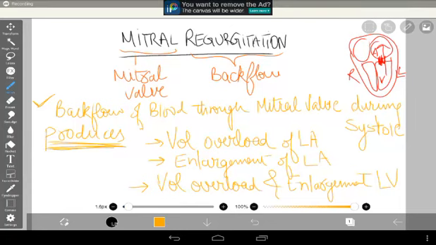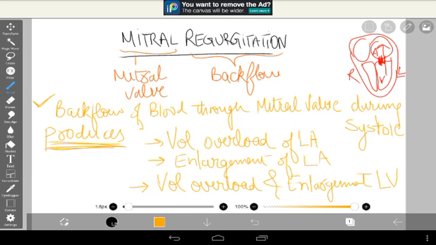Friends, today I am going to introduce you to the topic of mitral regurgitation. As you know, it is a cardiovascular system related topic. I made this video separately because I have discussed mitral stenosis and the left-sided topics in previous videos, so I'm making a separate video on this topic.